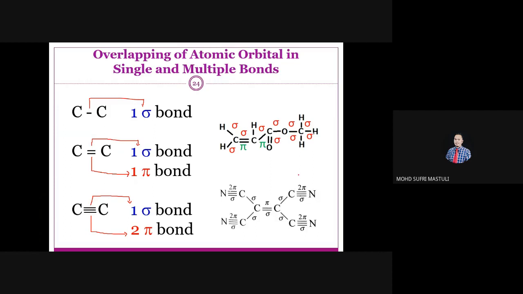Let's say this is another example. It contains a single bonding, double bonding, and also triple bonds. As you can see, those single bonds are sigma. Those double bonds contain one sigma, one pi. For the triple bonds, one sigma and also two pi's. So we try to understand what is a sigma bond, what is a pi bond.